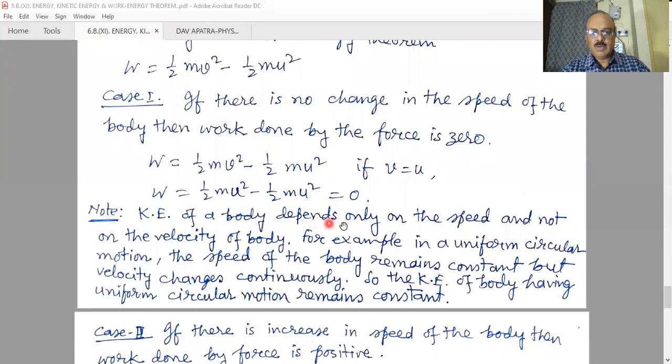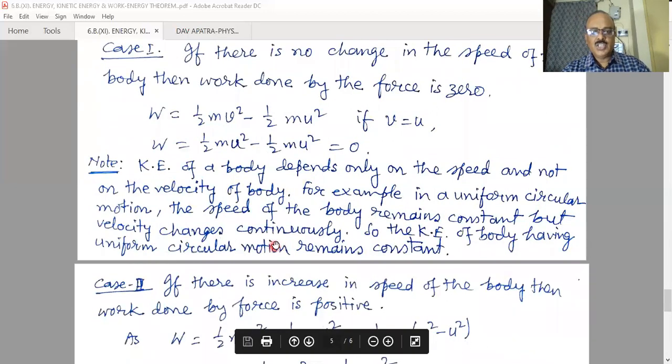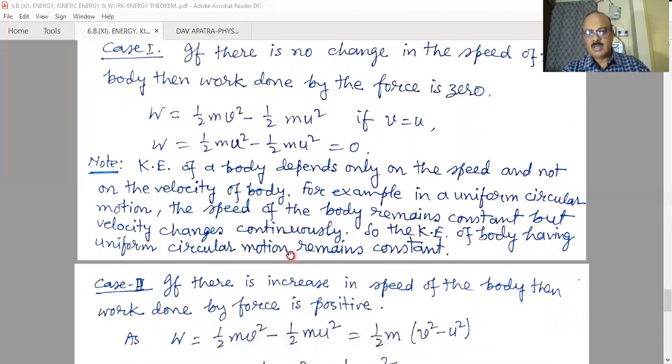Therefore, kinetic energy of a body depends only on the speed, not on the velocity of the body. For example, in a uniform circular motion, the speed of the body remains constant, but the velocity changes continuously. So the kinetic energy of a body having uniform circular motion remains constant.